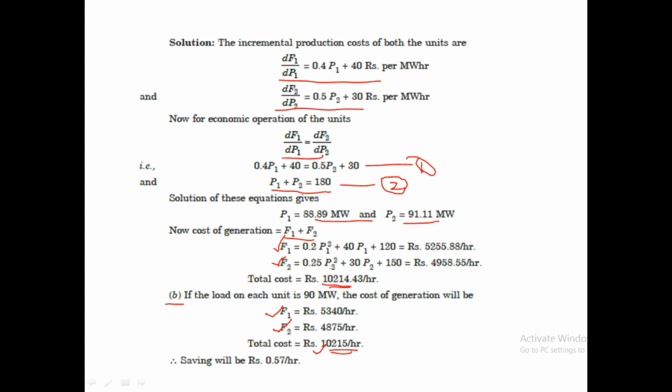So which one is lesser cost will be for the optimum economic schedule. If the load is shared, its cost is more than this. This is per hour only. So you can save rupees 0.57 per hour. So if you are running for more than 1 hour, more than 1 day, for a year, like that, annually, if you are finding, it will be more. That savings will always be more.